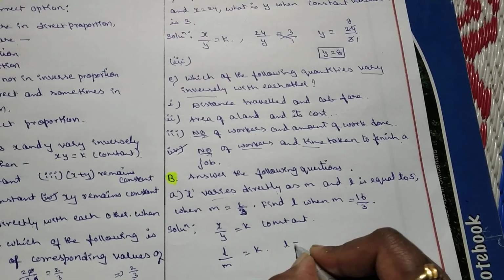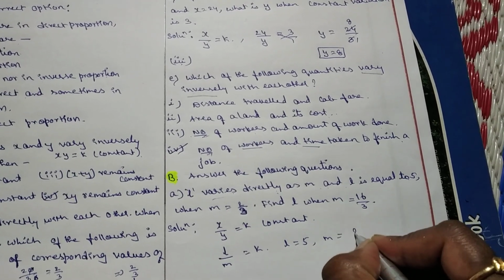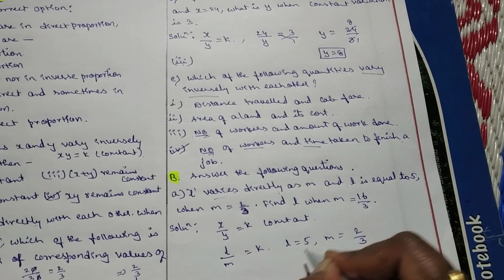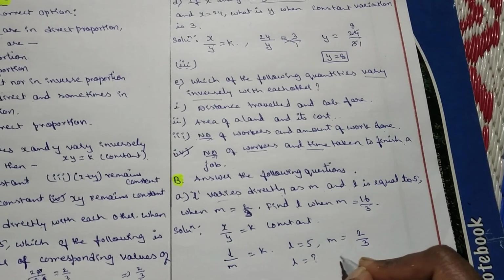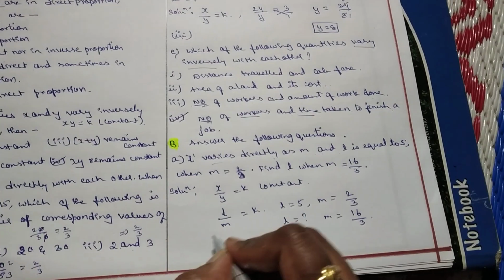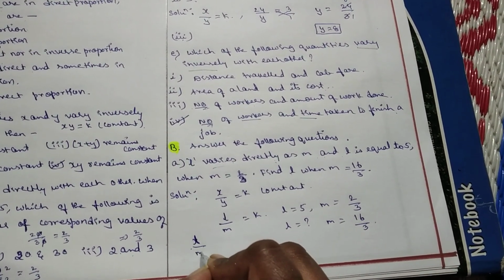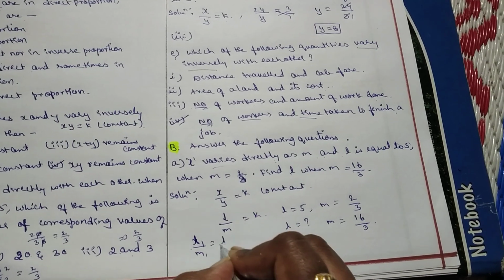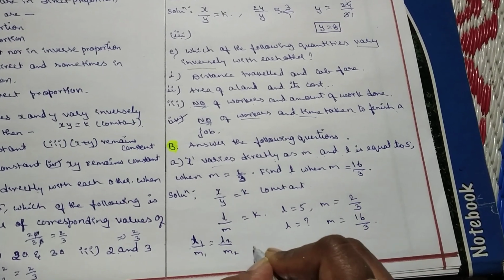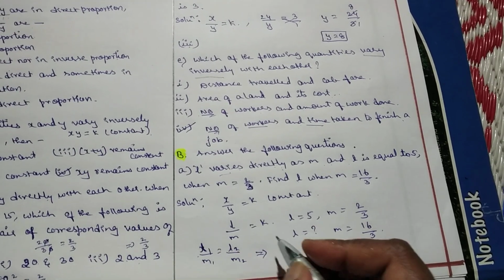The value of L is given as 5 when M is equal to 2 by 3. But what is the L value when the M value is given as 16 by 3? So I can write L1 by M1 equal to L2 by M2. Since it is given directly, this is the formula.